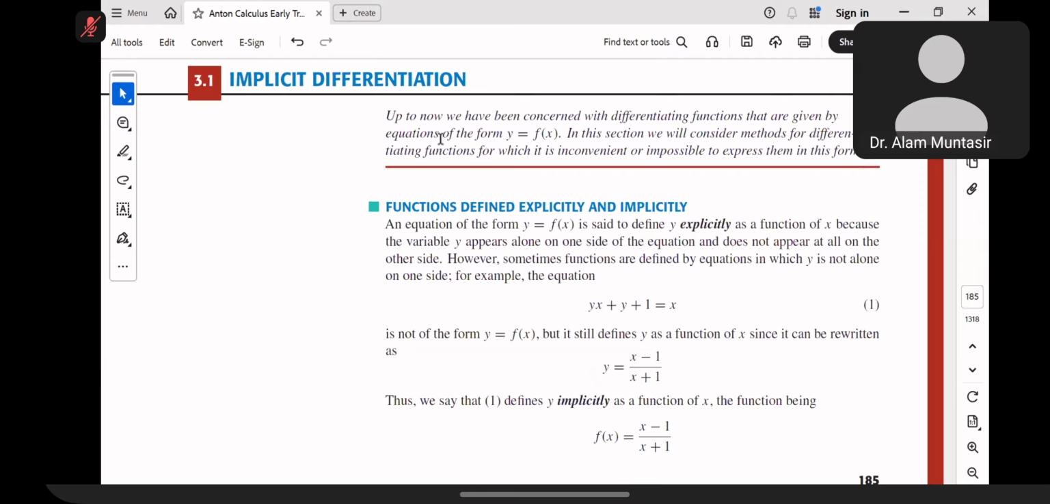Do you understand the difference? Yes, sir. In some cases, an implicit function can be converted into an explicit function, but it is not true for all implicit functions. Some implicit functions can be converted into explicit form, but it is not guaranteed that all implicit functions can be converted into explicit form.